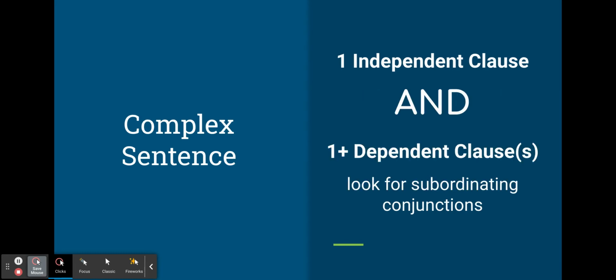And then we get to the complex sentence. It couldn't just be that easy. Somebody has to get complex. And this complex sentence is going to take 1 independent clause, and it's going to need 1 or more dependent clauses. And as a result of that, we look for subordinating conjunctions. Since, if, when, although, because, we look for those kind of key words to say this group of words with a subject and a verb is dependent, and it's hooked on to an independent clause. And if you have a combination of those clauses, we'll call it a complex sentence.